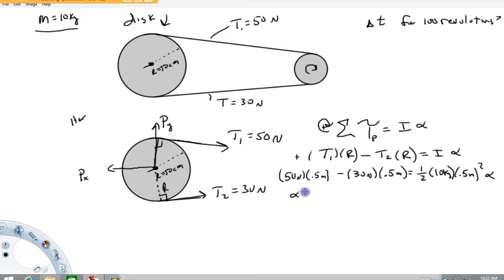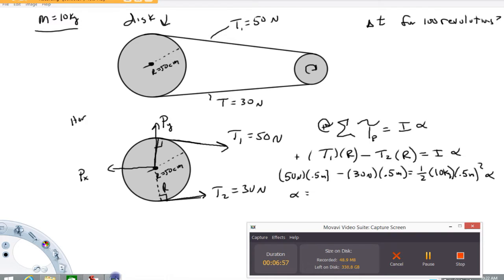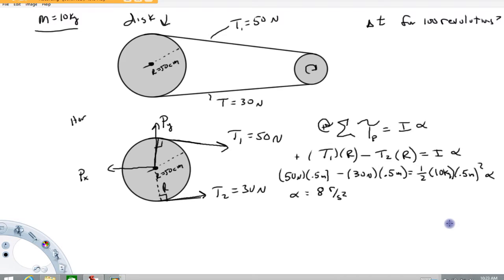We can solve this for alpha. I'm going to go ahead and do so if you give me a moment. And to keep the video short, I'll just pause this and come back when I have it. All right, so I got 8 radians per second squared out of that. Well, now that we know the angular acceleration, now we can go after the delta t here.